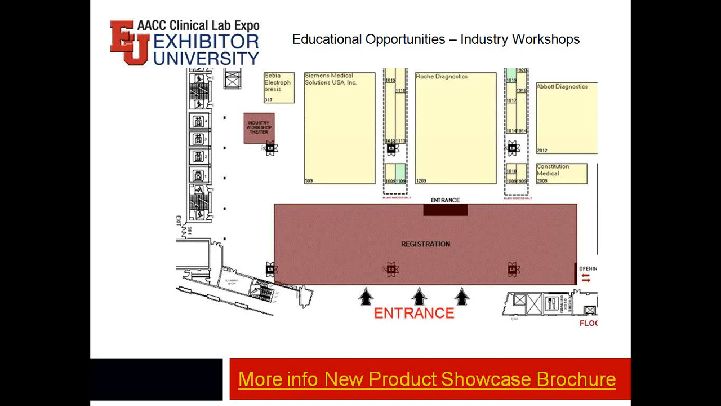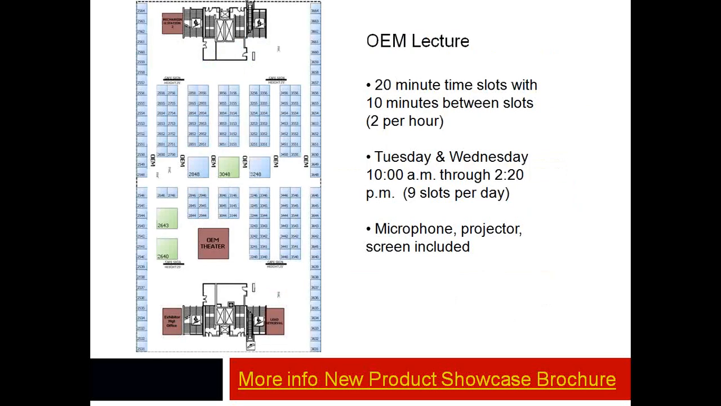Also taking place on the exhibit hall floor are OEM theater presentations. These are 20-minute time slots with 2 presentations per hour. Taking place on Tuesday and Wednesday, beginning at 10 a.m., running through 2:20 p.m., there are 9 slots per day. The theater seats 50. Included in the OEM theaters are a microphone, projector, and screen.